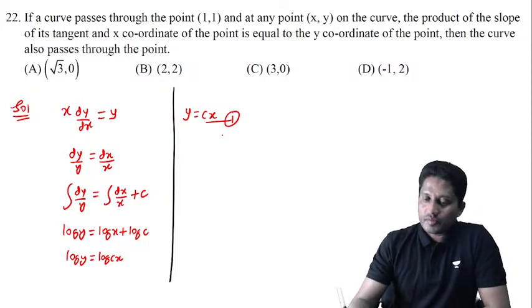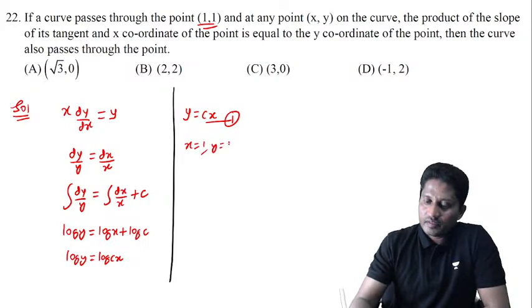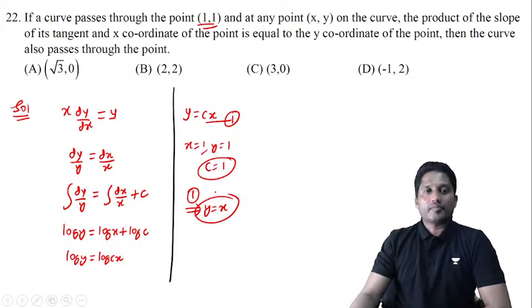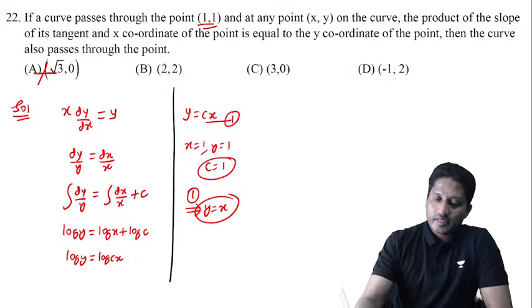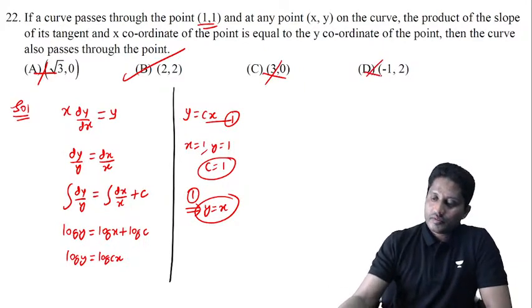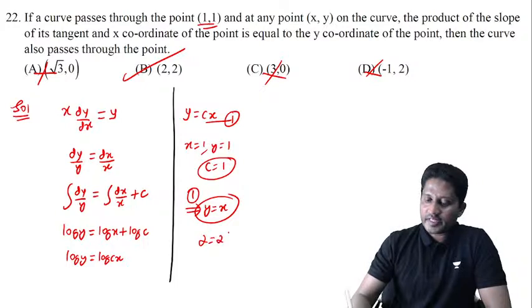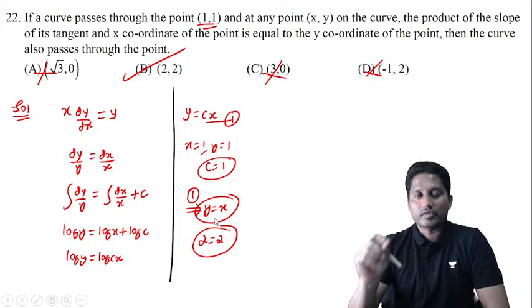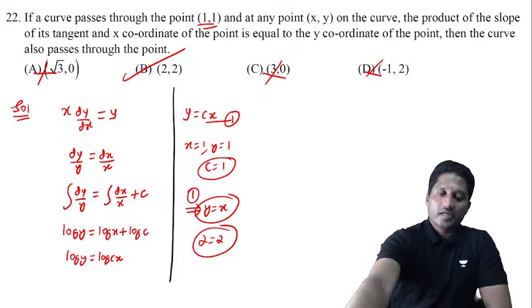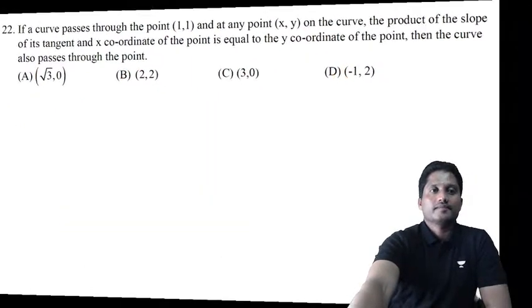Now it is passing through the point (1, 1), right? So if I put x is equal to 1, y equal to 1, you will get c is equal to 1. Substitute back in equation 1, you will get y is equal to x. So the question is, the curve also passes through the point. It cannot be this. It should be (2, 2), because only then 2 will be equal to 2. If I take the points and substitute in the final answer, 2 is equal to 2. Answer option B only. Curve also passes through the point (2, 2) only.